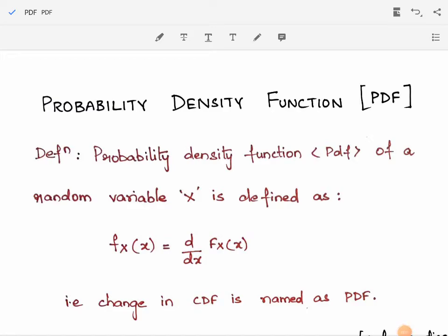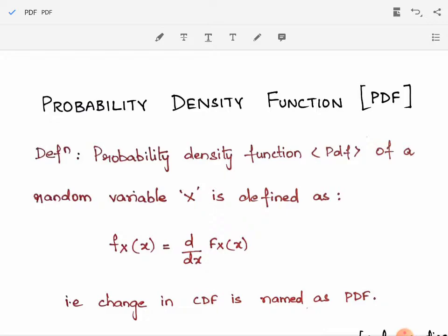Hello everyone. In this session, we will discuss probability density function, its definition, properties, and then deal with the examples. So first let's start with the definition of the PDF, probability density function.